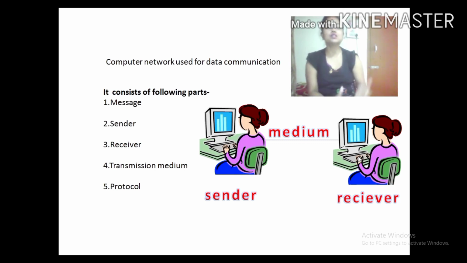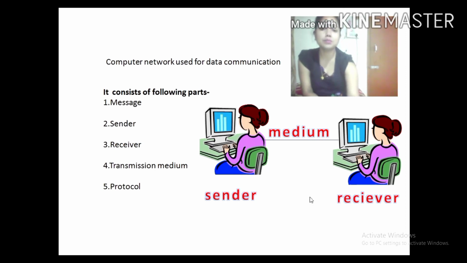Now, how will the message go? The message cannot walk and go, isn't it? So the message needs a medium to go from one computer to another. It may be a cable, it may be some other signals. So this is the path through which the message will go to the other computer. And thirdly, protocols. So what are protocols? Protocols are some rules that both computers have to follow if they need to share information.